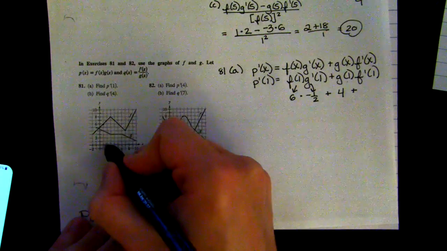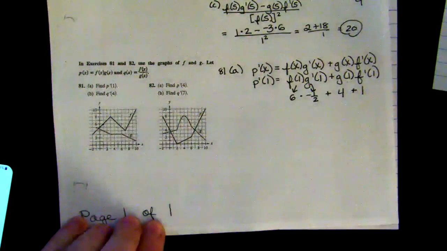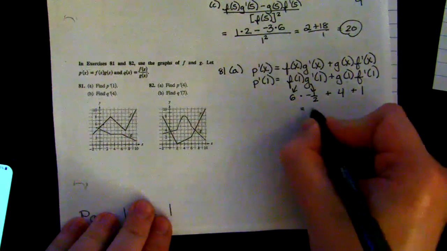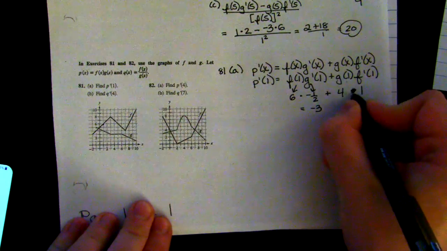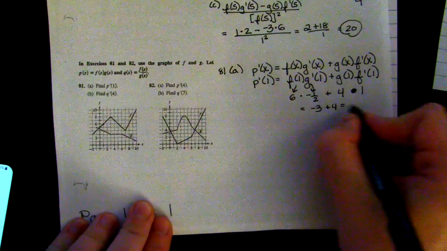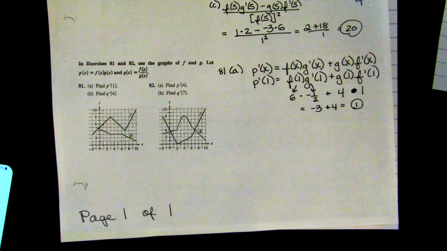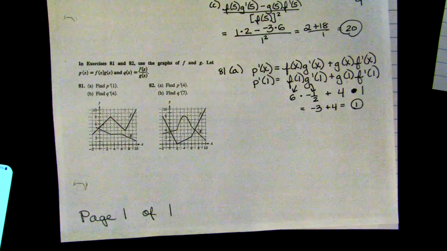The slope on the f function when x equals 1, I think that slope is positive 1. So it's going to look like that. Negative 3, whoops, hold on, not plus 1, times 1. Negative 3 plus 4, we're getting 1 over there. Let's go do the same with the quotient rule.